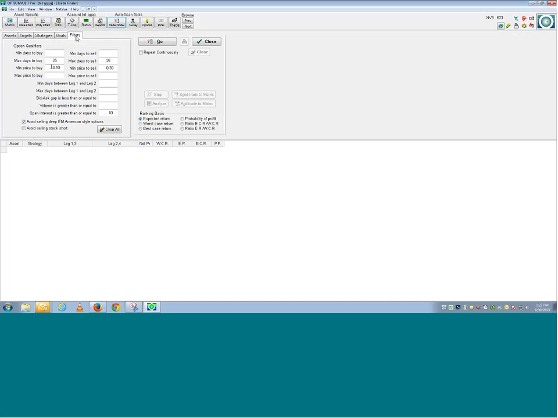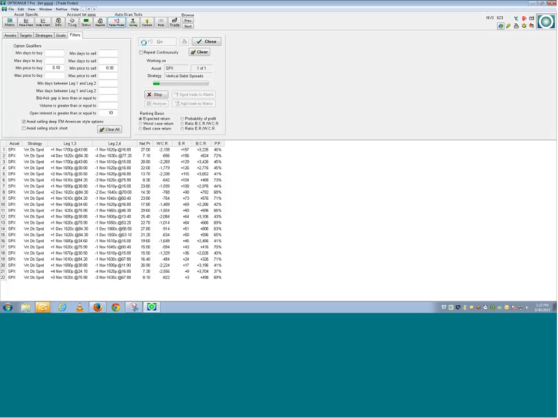And then filters, minimum price to buy and sell, that should be simple. Let's just see what it comes up with. I have a minimum price to buy and sell, then the maximum days. You know what? I'm going to remove the filter on maximum days. If it goes out and finds something, let's just see what happens here. You ready? Let's hit go.